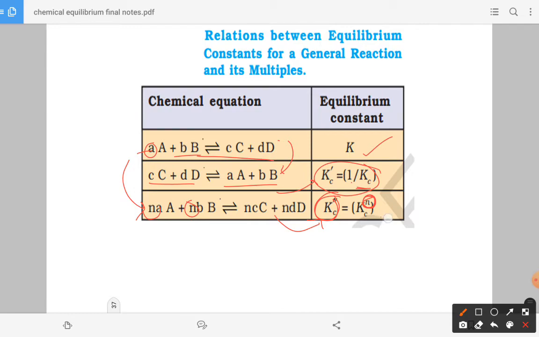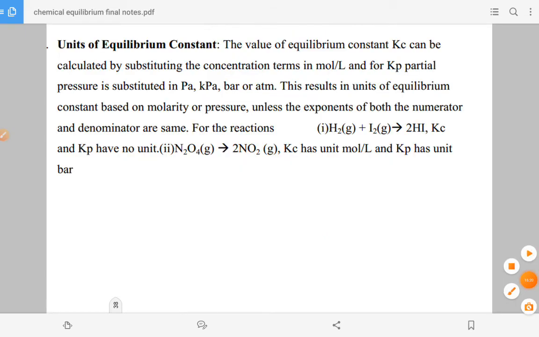Okay, so this is the summary of what we learned up to now. Now go for the next one. Let us see the units of equilibrium constant.